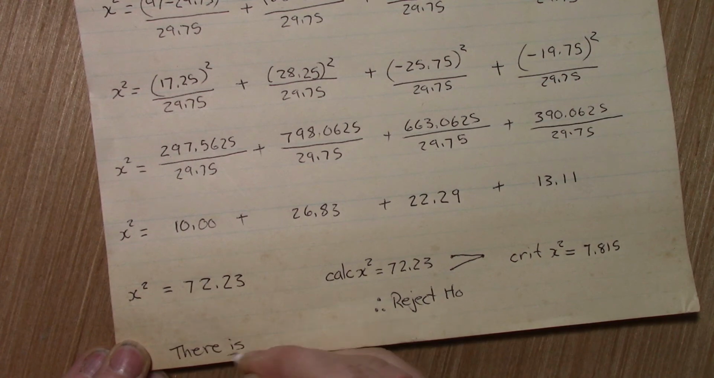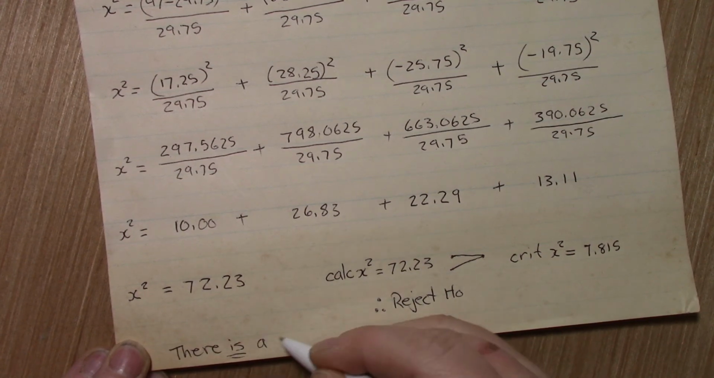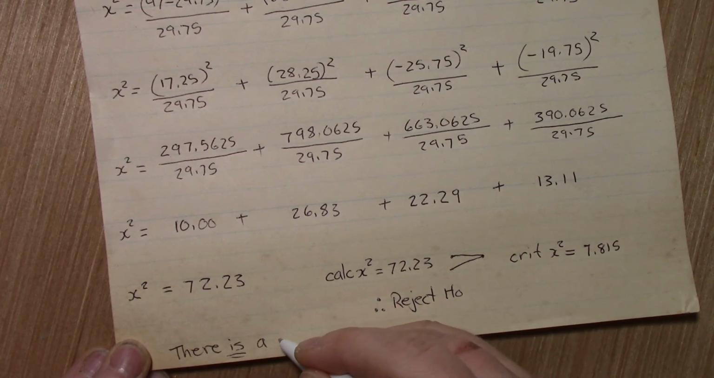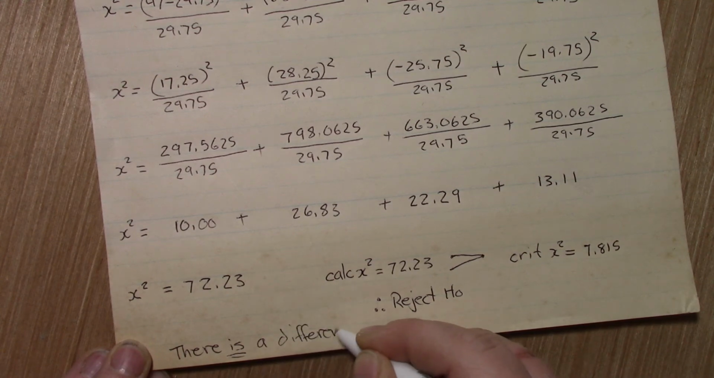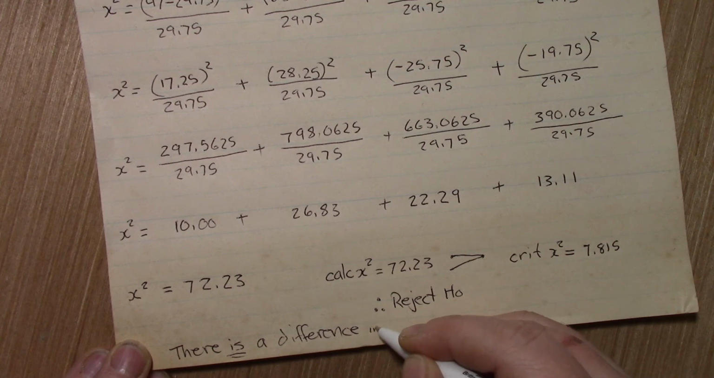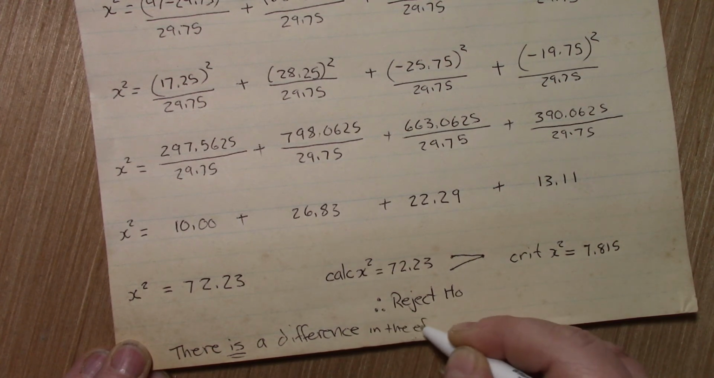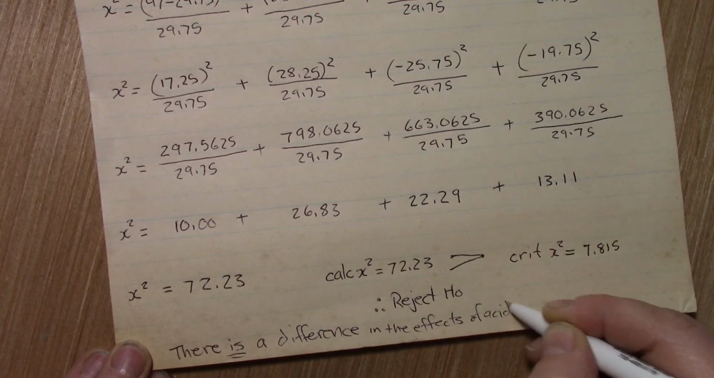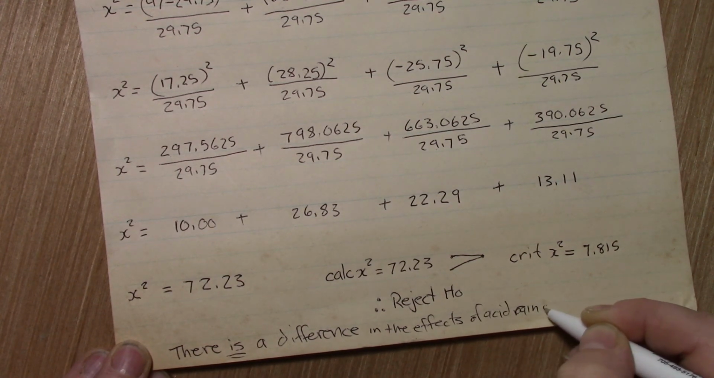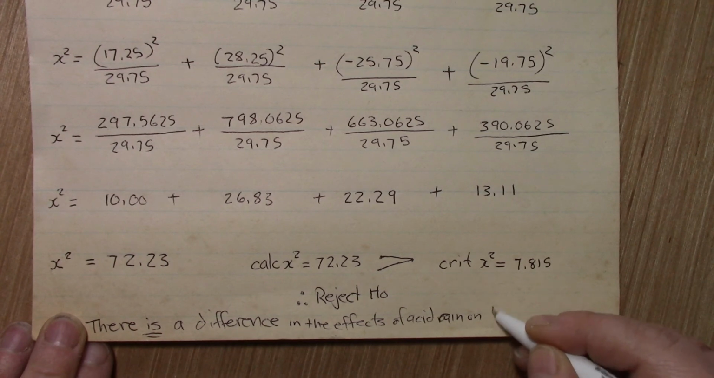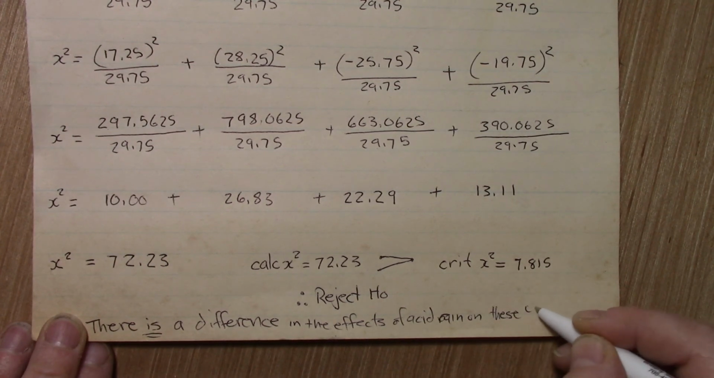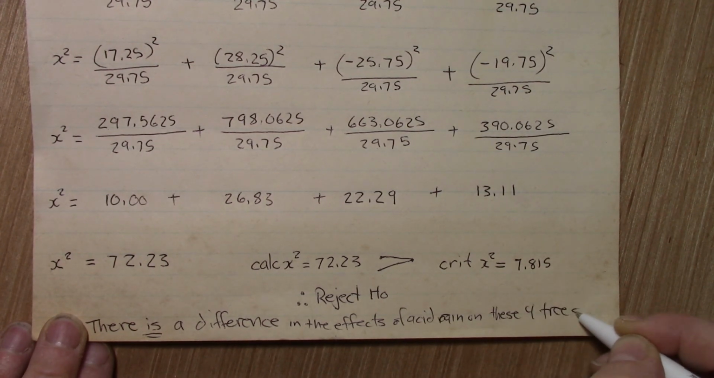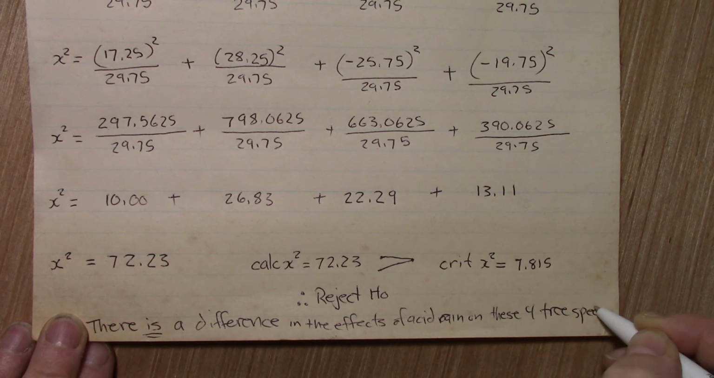There is a difference because we rejected our HO, right? There is a difference. And what is there a difference in? In the effects, I'm going to run out of room here, effects of acid rain for these 4 tree species. And I'm going to run out of room, so I'm going to stop there.